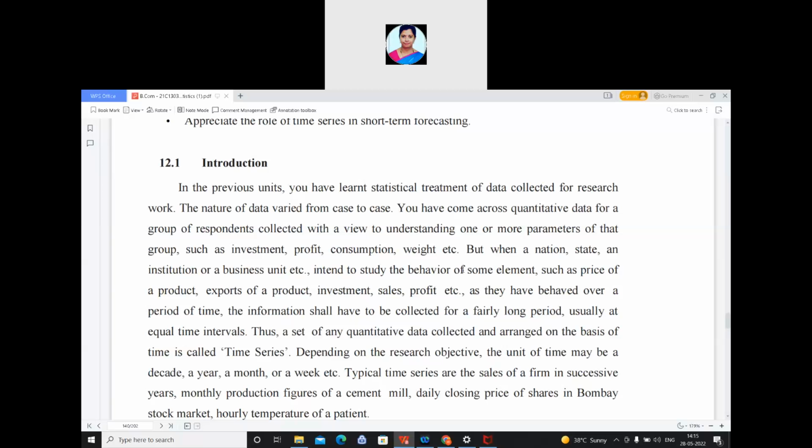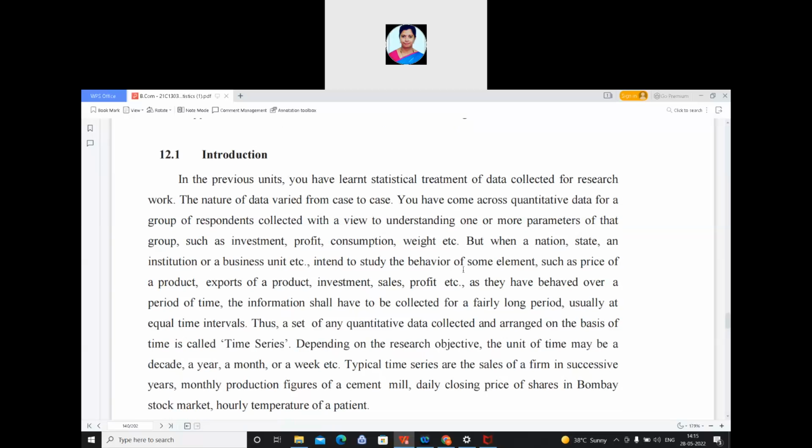Typical time series are the sales of a firm in successive years, monthly production figures of a cement mill, the daily closing price of shares in the Bombay stock market, or the hourly temperature of a patient. These are some typical time series we have.